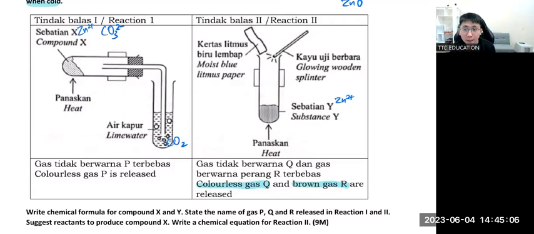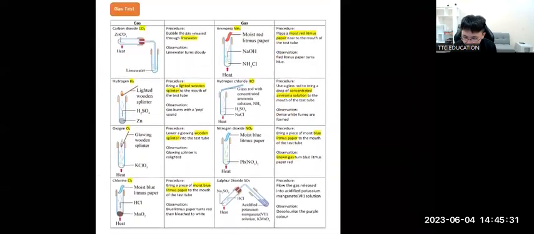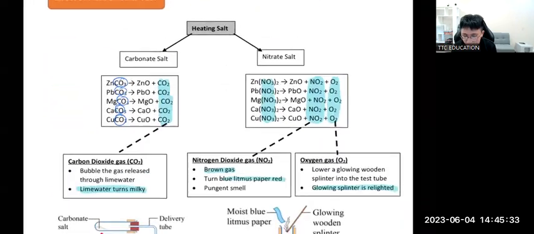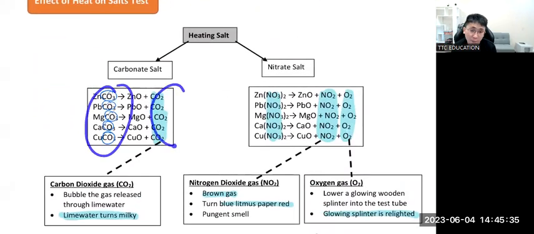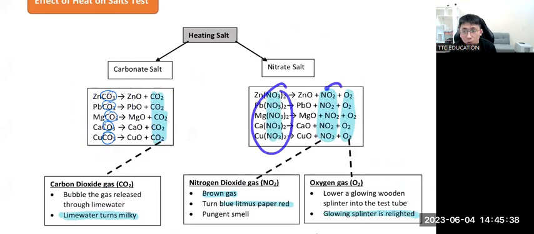Then the same thing goes for substance Y. After you heat, you get colorless gas Q and then brown gas R. So what is the negative ion? After you heat, you get two gases and one of them is a brown gas. So we know that the brown gas confirm is NO2. And then which gas always comes out together with NO2? It's your O2. All this is from where? If you refer back to your notes, all this is from a heating test. You see, I heat carbonate, I get carbon dioxide. I heat nitrate, I get NO2 and O2.